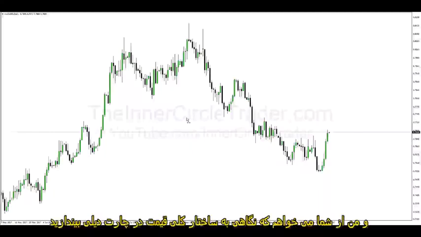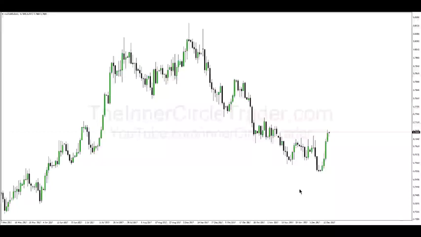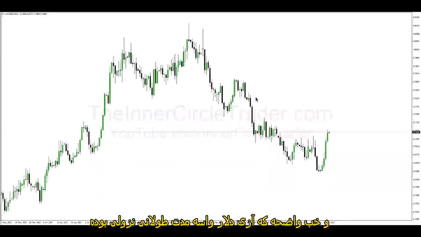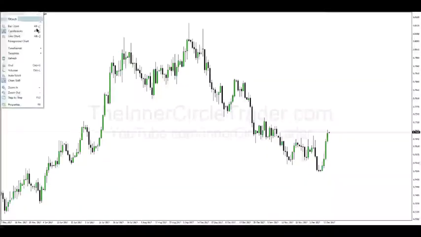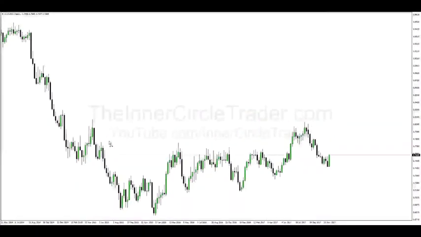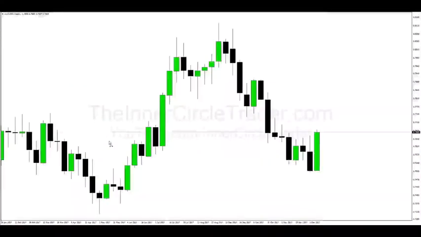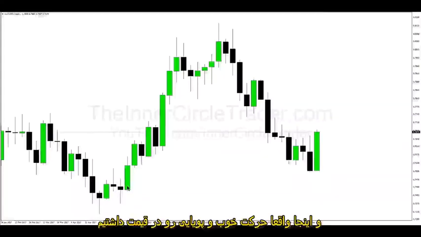Okay, and I want you to take a look at the overall price structure on the daily. So obviously we see the Aussie dollar has been trading lower for a long period of time, basically since September of 2017. We've had several months of bearish prices. So if we go out to a weekly chart, okay, and we have this really nice dynamic price movement here.